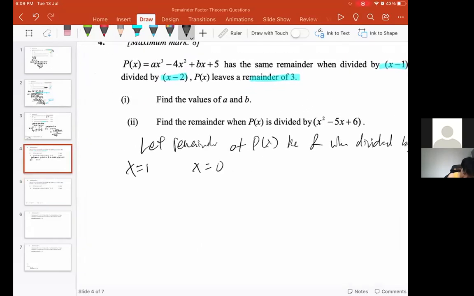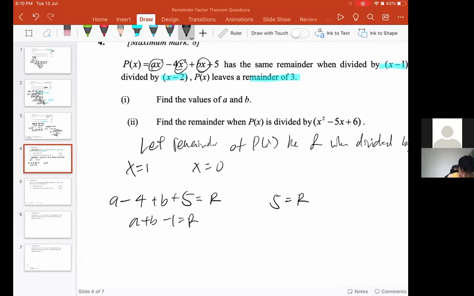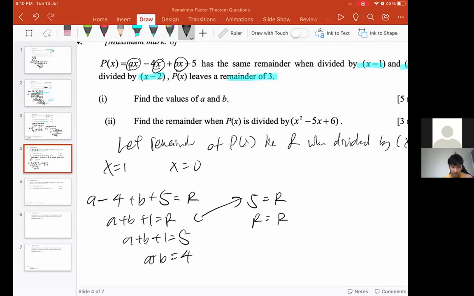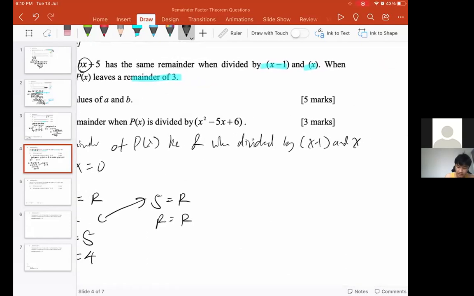So looking at that, we have a minus 4 plus b plus 5 equals r. a plus b minus 1 equals r. We have x equals 0, so this will become 0, this will become 0, this will become 0, this will become 0. 5 equals r. All right, so we have a plus b plus 1 equals 5 because r equals r. And therefore, these equations can be written like that. So a plus b equals 4.